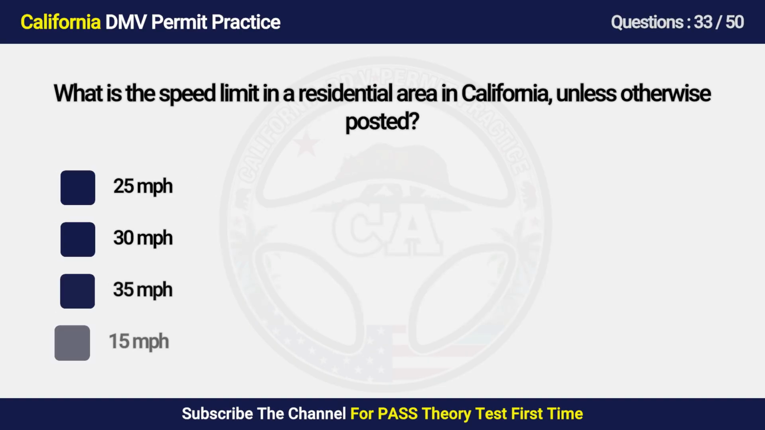Question 33. What is the speed limit in a residential area in California unless otherwise posted? A. 25. B. 30. C. 35. D. 15.